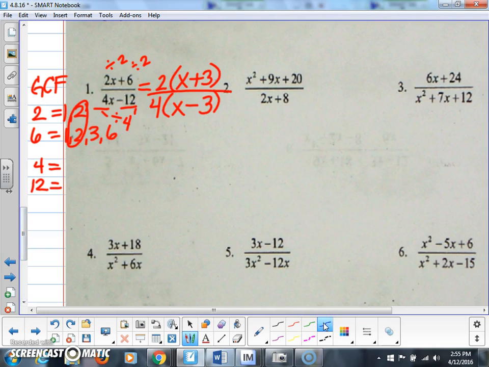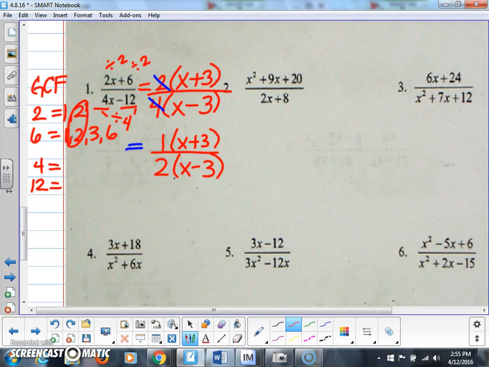Can I reduce anything from the top or the bottom? Can I cancel them out? Well, I can reduce 2 and 4, that's about it. If both of these were x plus 3 or x minus 3, then I could cancel them out. But they're not, they're different. So let's reduce the fraction to what? 1/2. Good. So you have 1/2 times x plus 3, parentheses x minus 3. That's your answer for number 1. That's as low as you can go. Questions?